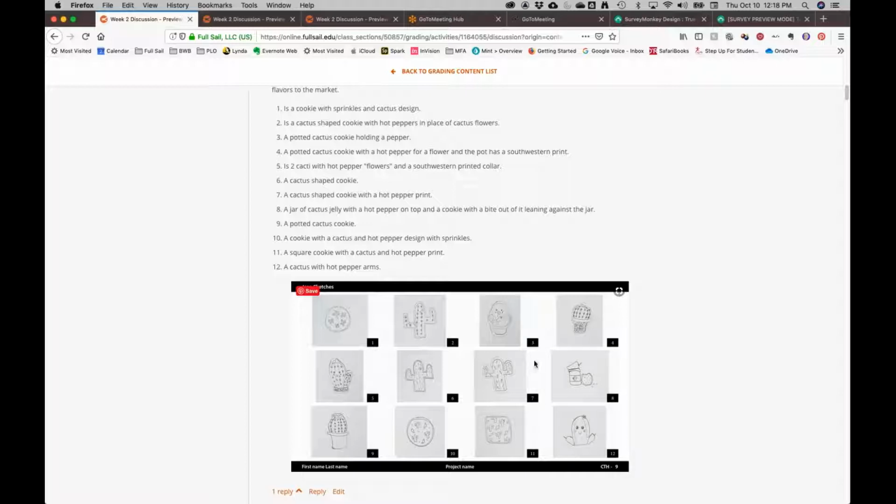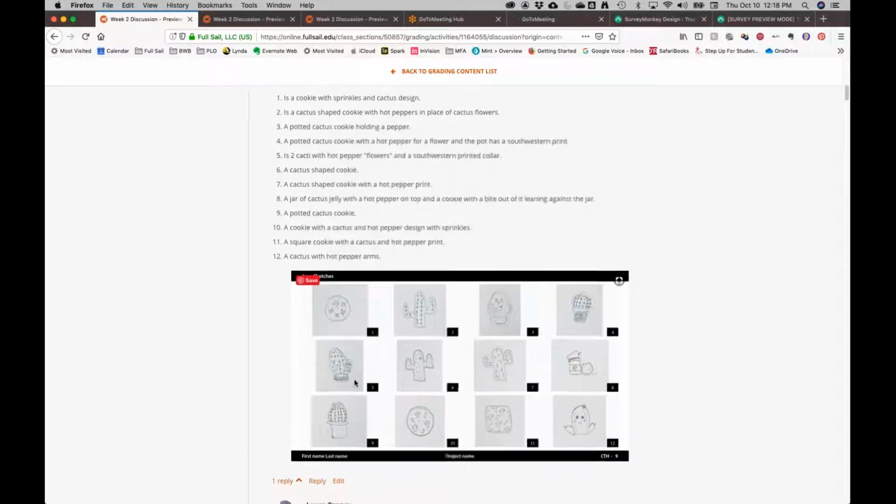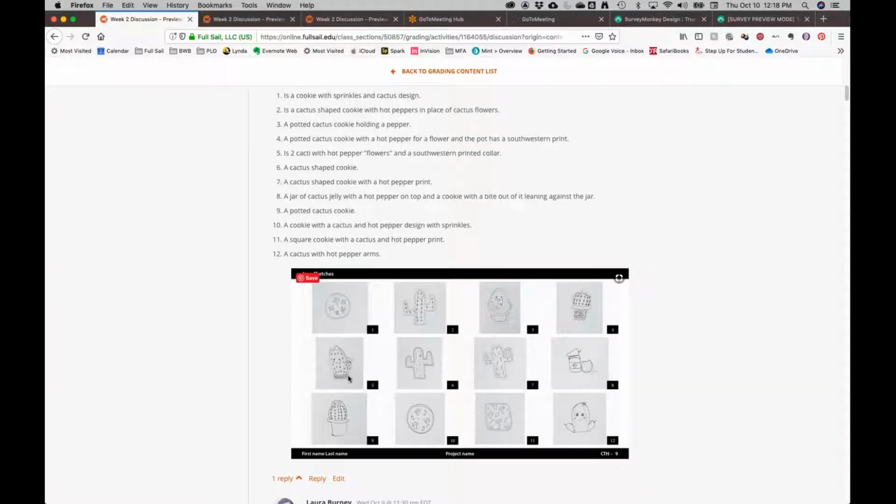I like this idea. That could work as a little character, a cactus character for Southwestern pattern, a little less conceptual. A sort of Southwestern print collar on a cactus. 6, cactus-shaped cookie. 7, cactus-shaped cookie with hot peppers. I don't really see how that's different than number 2. Number 8, a jar of cactus jelly with the pepper. Cactus, let's see, number 9, potted cactus cookie.